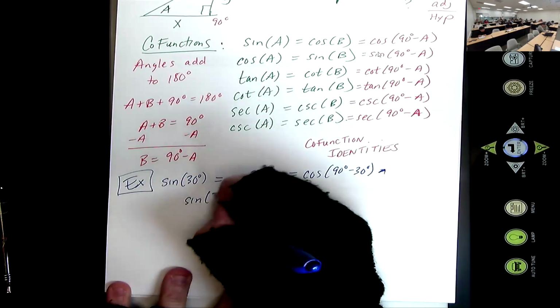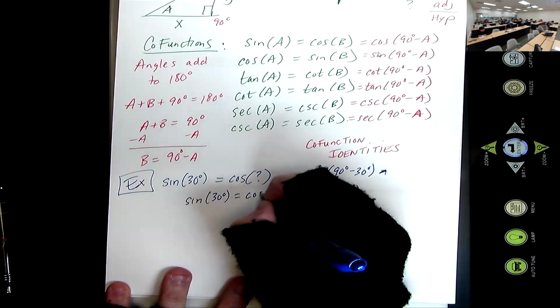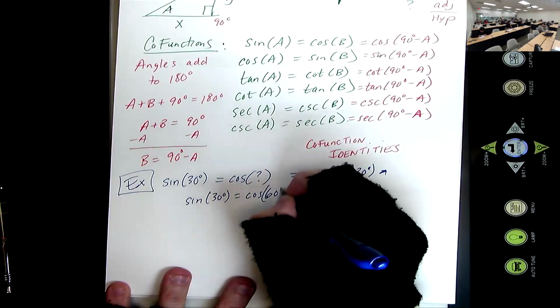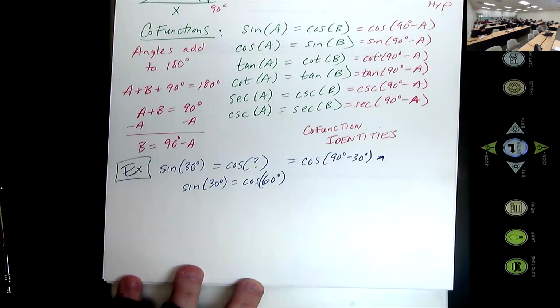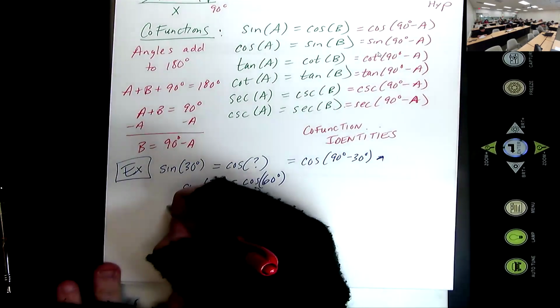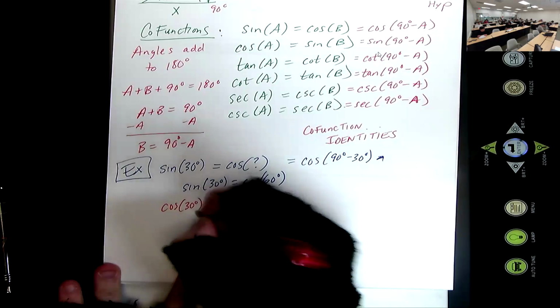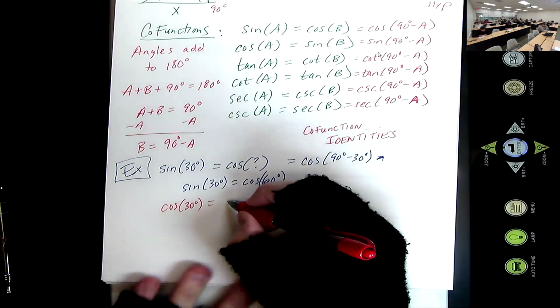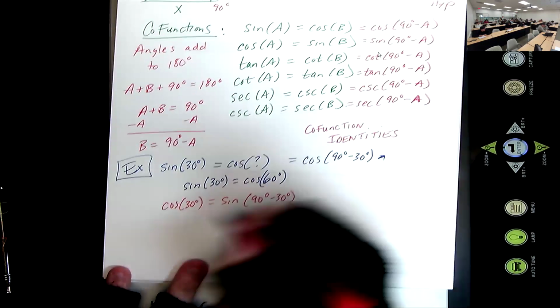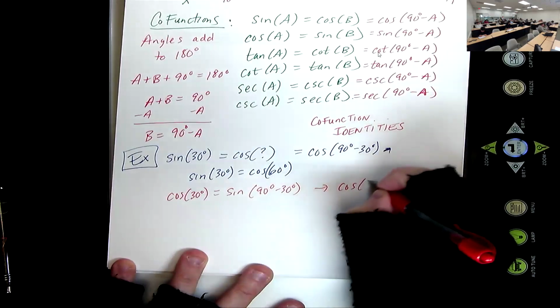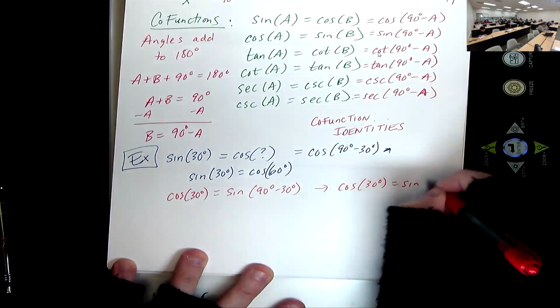So sine 30 equals cosine 60. If I did sine of 60, or I don't know, let's do cosine 30. There we go. This is going to be sine of 90 minus 30. So cosine 30 degrees equals sine of 60 degrees.